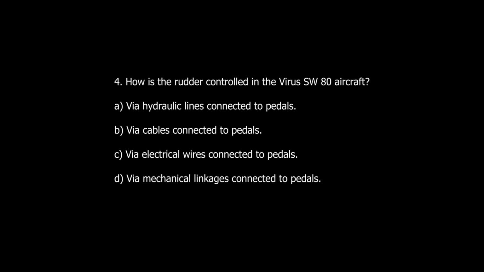Question number 4. How is the rudder controlled in the Virus SW-80 aircraft? A. Via hydraulic lines connected to pedals. B. Via cables connected to pedals. C. Via electrical wires connected to pedals. D. Via mechanical linkages connected to pedals.